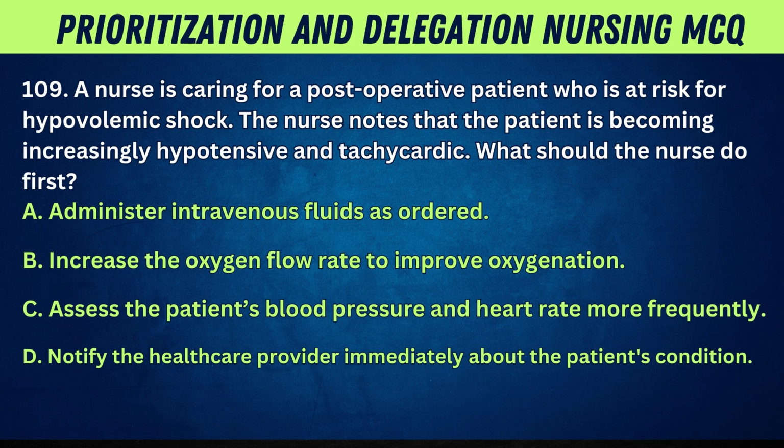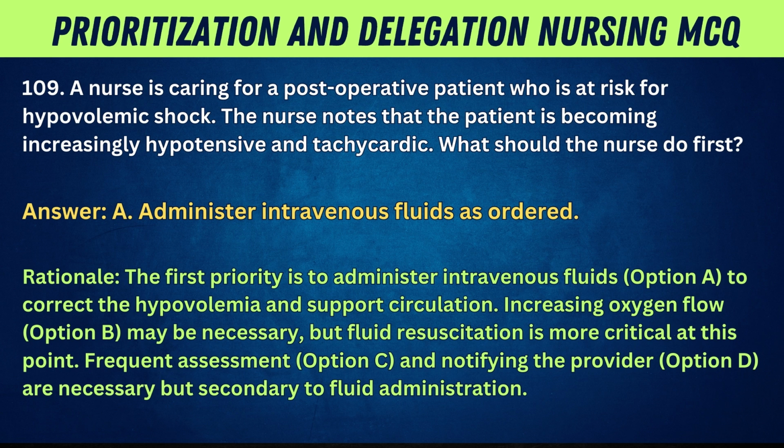109. A nurse is caring for a postoperative patient who is at risk for hypovolemic shock. The nurse notes that the patient is becoming increasingly hypotensive and tachycardic. What should the nurse do first? A. Administer intravenous fluids as ordered. B. Increase the oxygen flow rate to improve oxygenation. C. Assess the patient's blood pressure and heart rate more frequently. D. Notify the healthcare provider immediately about the patient's condition. Answer. A. Administer intravenous fluids as ordered.